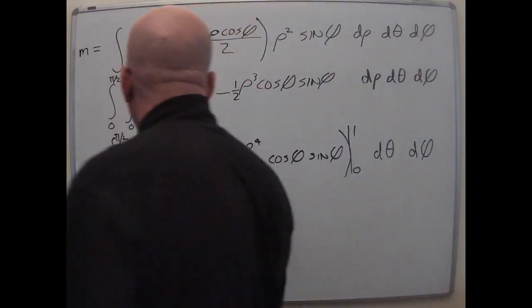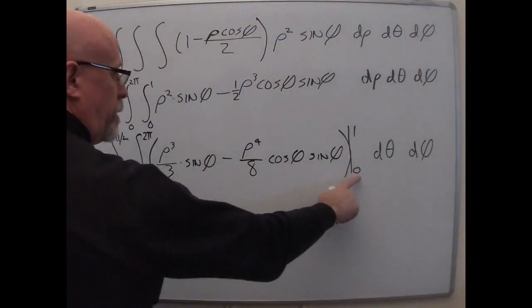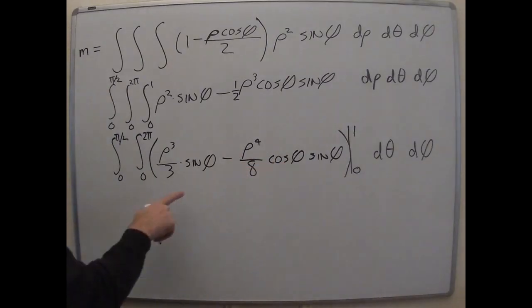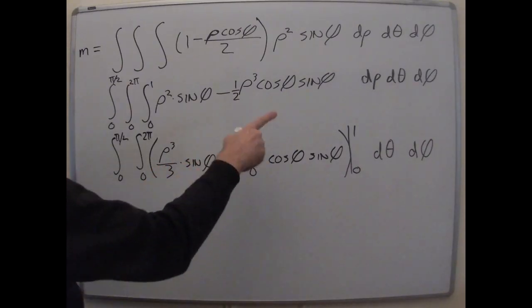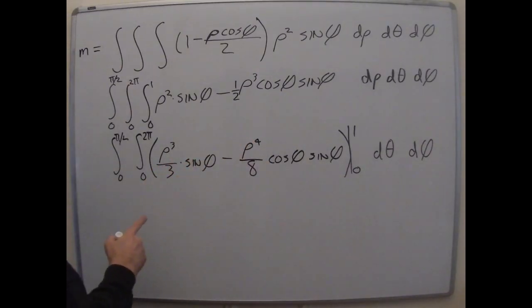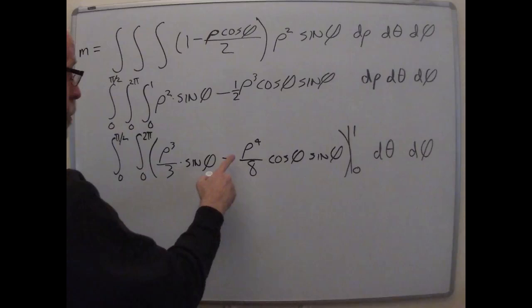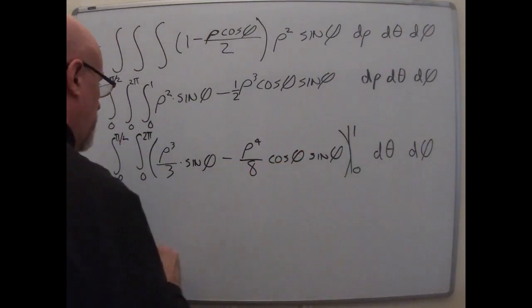All right, so let's do the evaluation. It's nice because the 0 at the bottom limit means we don't have to worry about that, because that's rho equals 0 to rho equals 1. So we get 1/3 sine phi minus 1/8 cos phi sine phi.